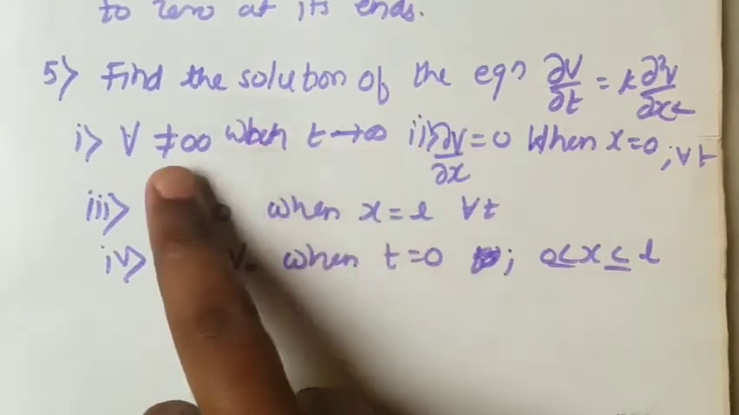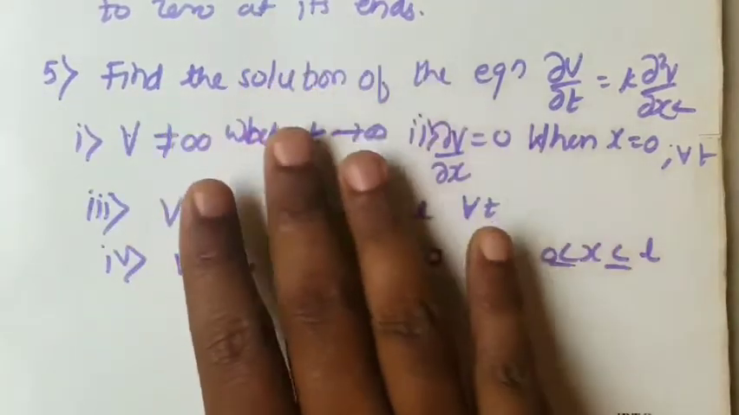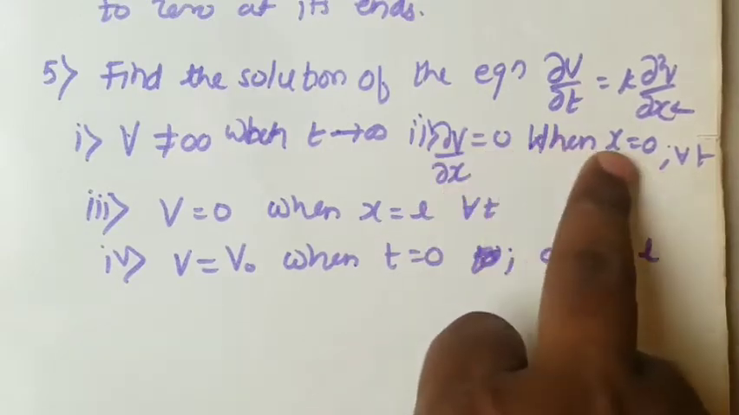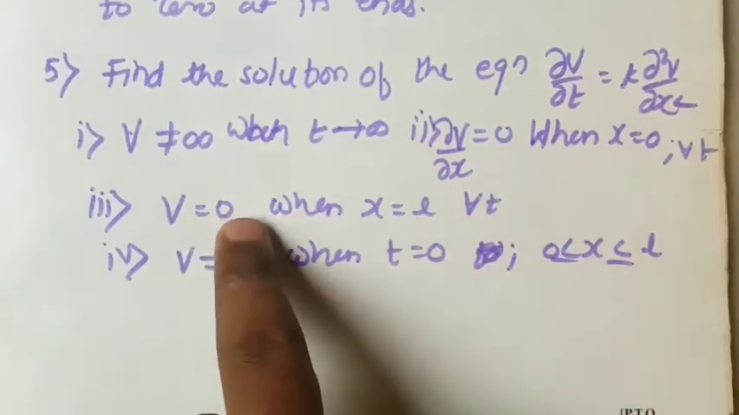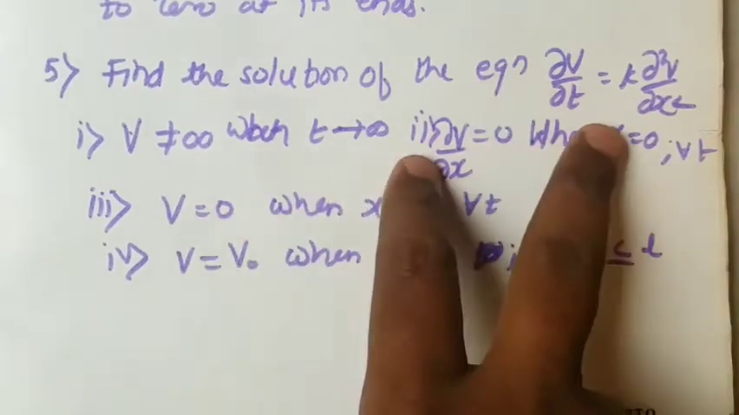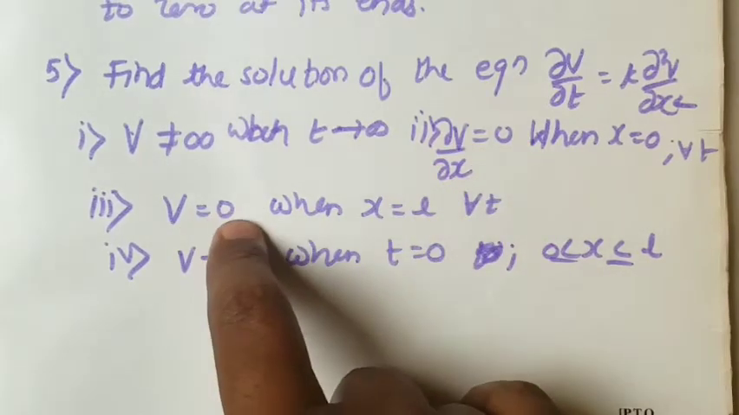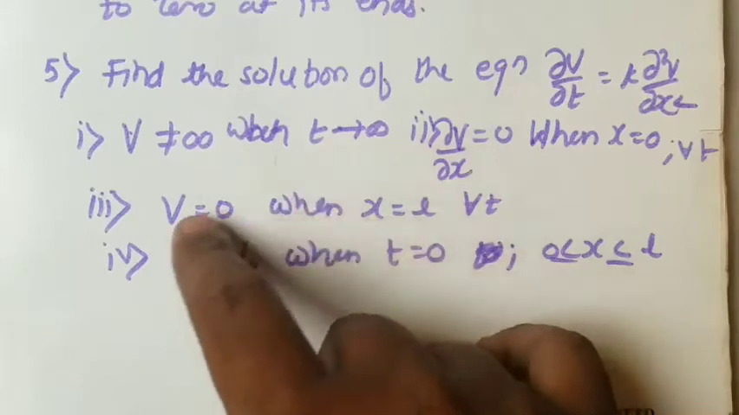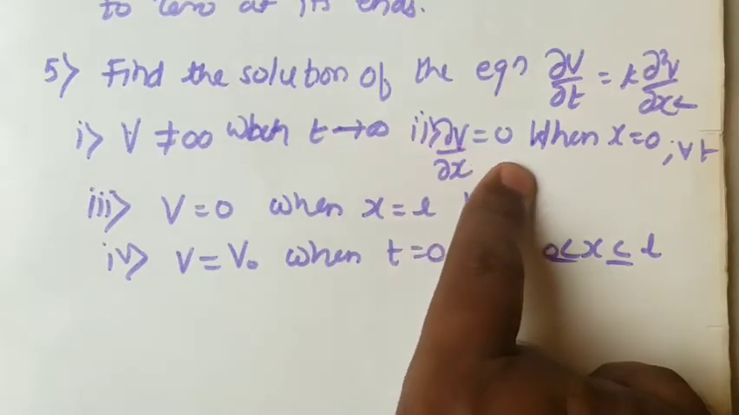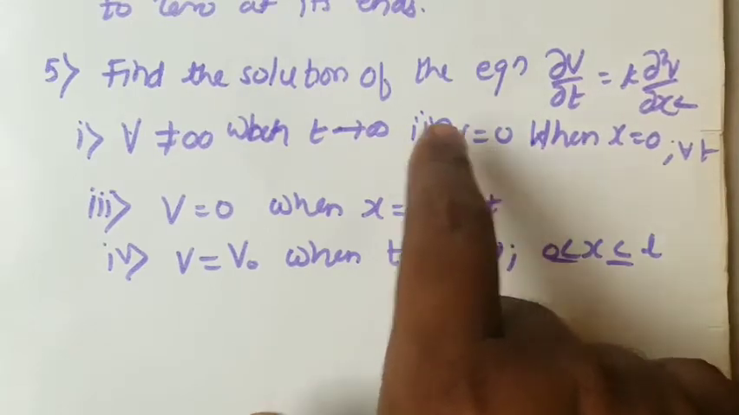This is the first condition, V not equal to infinity when t tends to infinity, that is V is finite. And then second condition is del V by del x equal to 0 when x equal to 0. x equal to 0 means boundary point, and V equal to 0 when x equal to L. This is also a boundary point, means these two are boundary conditions. Only different thing in this problem, instead of V equal to 0, here we are having del V by del x equal to 0. In previously discussed problems, so far we had directly the value of that function equal to 0. Here we have derivative equal to 0. Only this change is there. Only one condition is different.